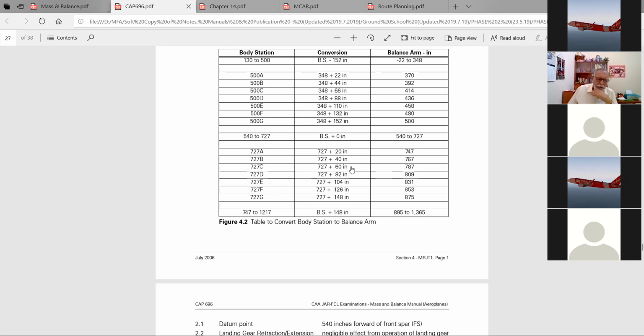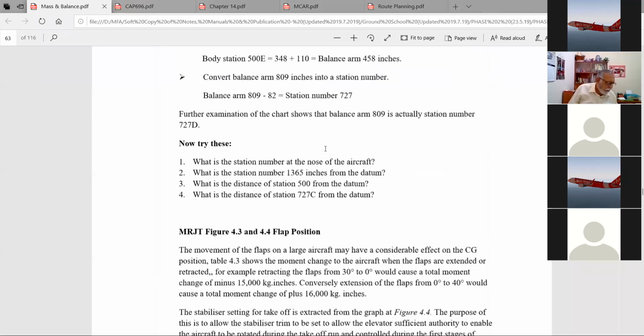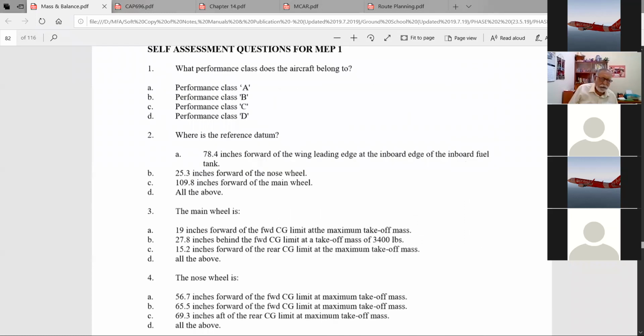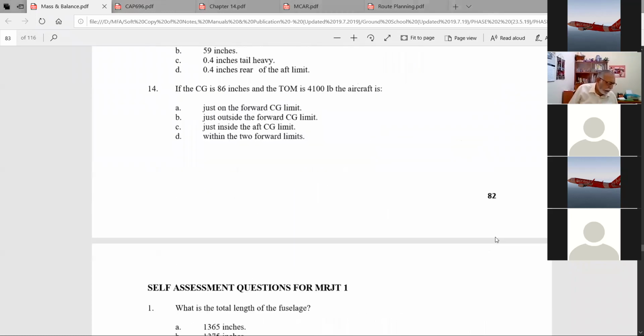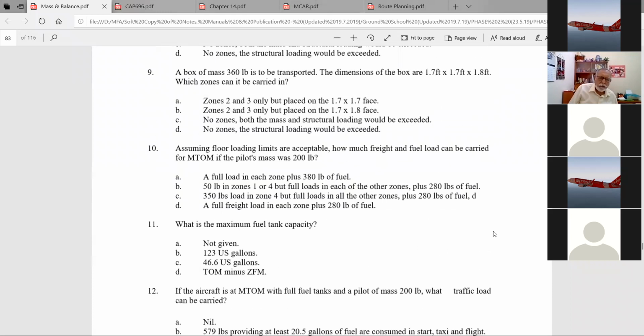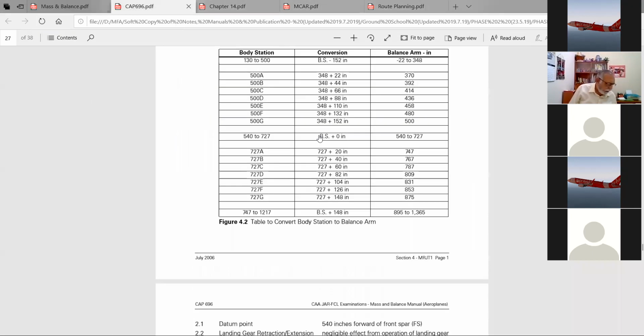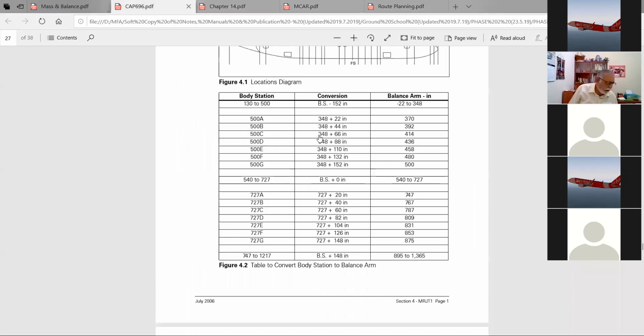This chart is clear. Now going back to your pen drives, on page 82 there is an example given: convert 500E into balance arm. We can refer to that. Okay, that's worked out. Now try these figures. I'm going to keep the CAP 696 on. Each one refer to your page 62 and answer these 4 questions. Refer to this chart and answer these 4 questions.